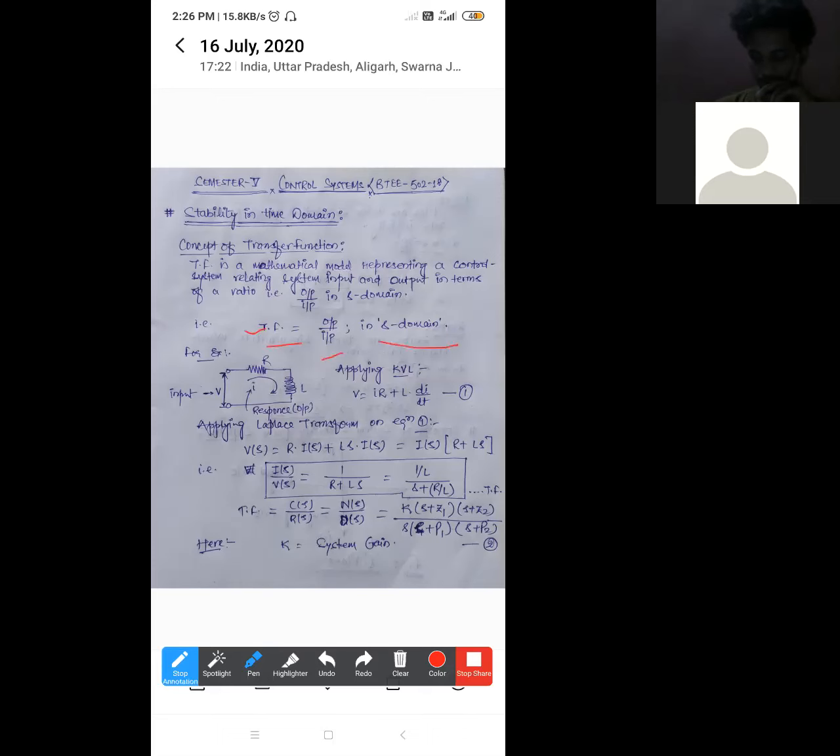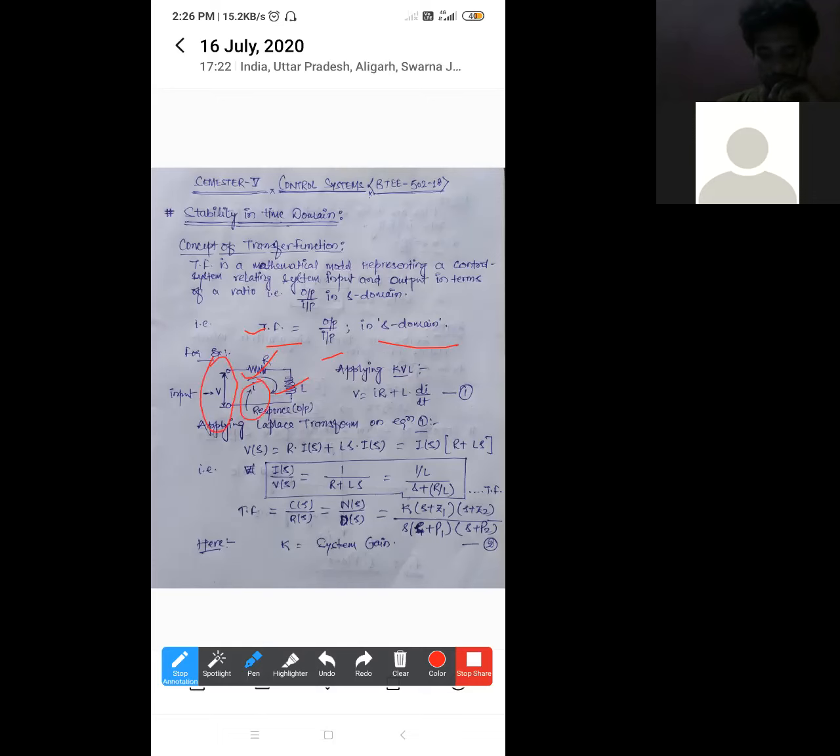So for better understanding of the transfer function and how to calculate the transfer function of any system or any circuit, I have taken one simple example, one simple circuit consisting of a resistor R and an inductor L in series. And this simple circuit is connected with a voltage source, and we have given an input voltage source, right? So here the input parameter is V, and the output or response of the circuit is nothing but I, the current flowing through the resistor and inductor.